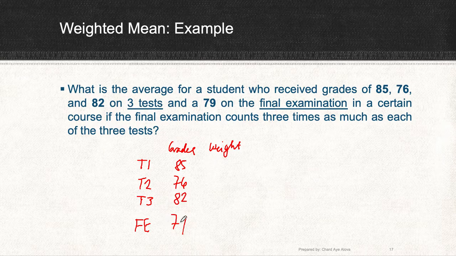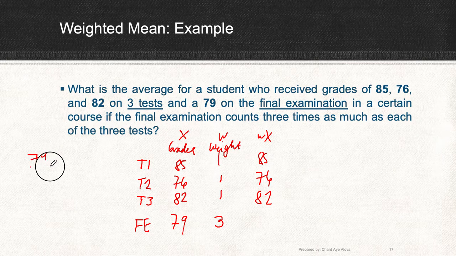Since the weight of the final examination is 3 times the weight of the other grades, I'm going to put here 3 and then I'll put 1 for all the others to make our lives easier. So this is actually your X, and this is your W, your weight factor. Let's multiply them, since the formula says that we need the WX. So 85 times 1 is 85, 76 times 1 is 76, 82 times 1 is 82. How about 79 times 3? So we have times 3 here, right? 21, and then 27. So what do we have? It's 237. So the product of 79 times 3 is 237.